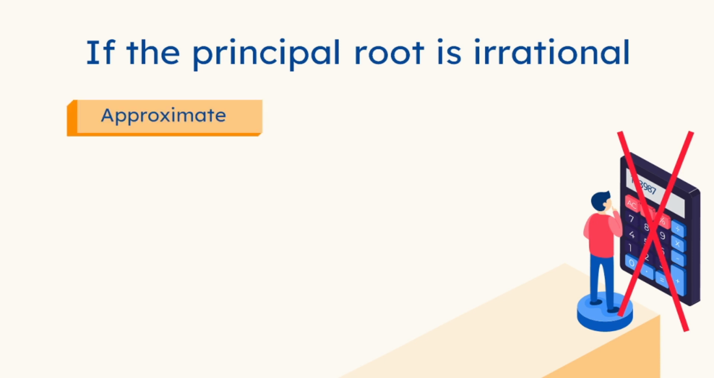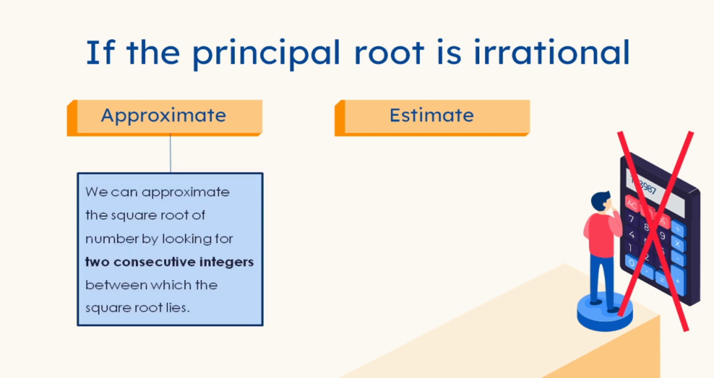So, meron tayong dalawang paraan. So, the first one is approximation or estimation. So, pag sinabi nating approximation, maa-approximate daw natin ang square root by looking for two consecutive integers. Ano ba pag sinabi natin consecutive? Ibig sabihin yan, magkasunod.